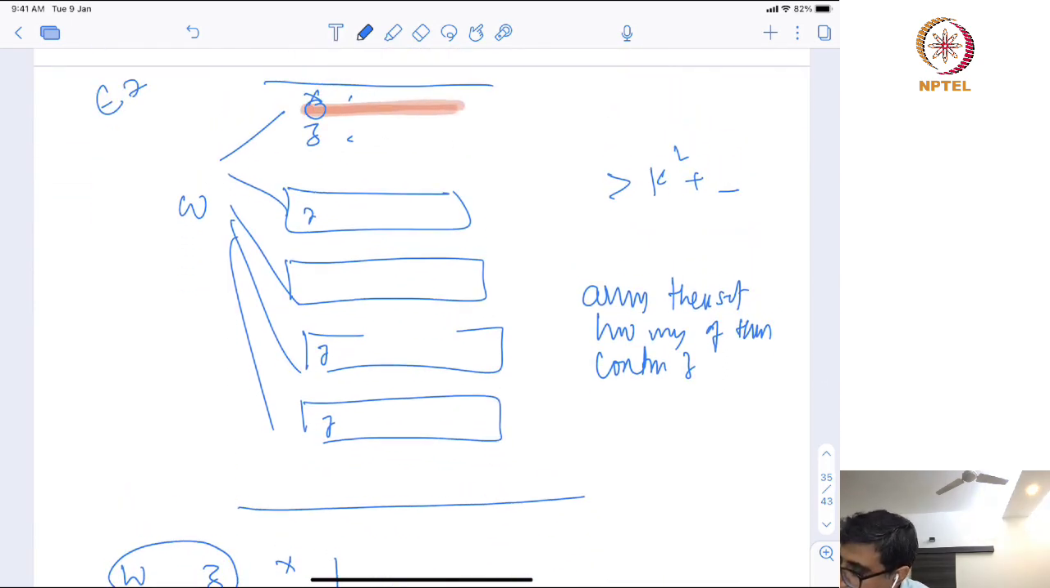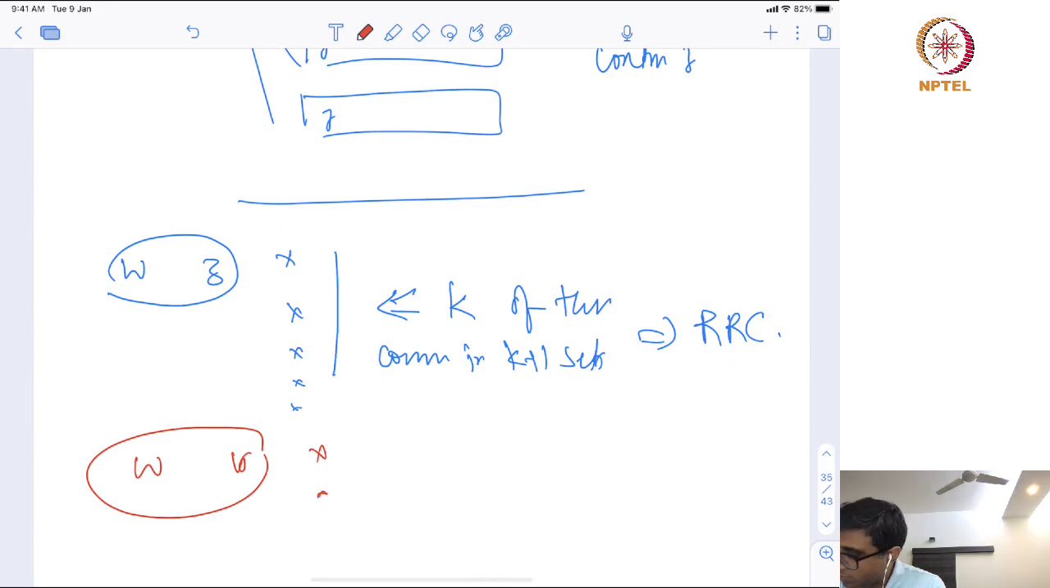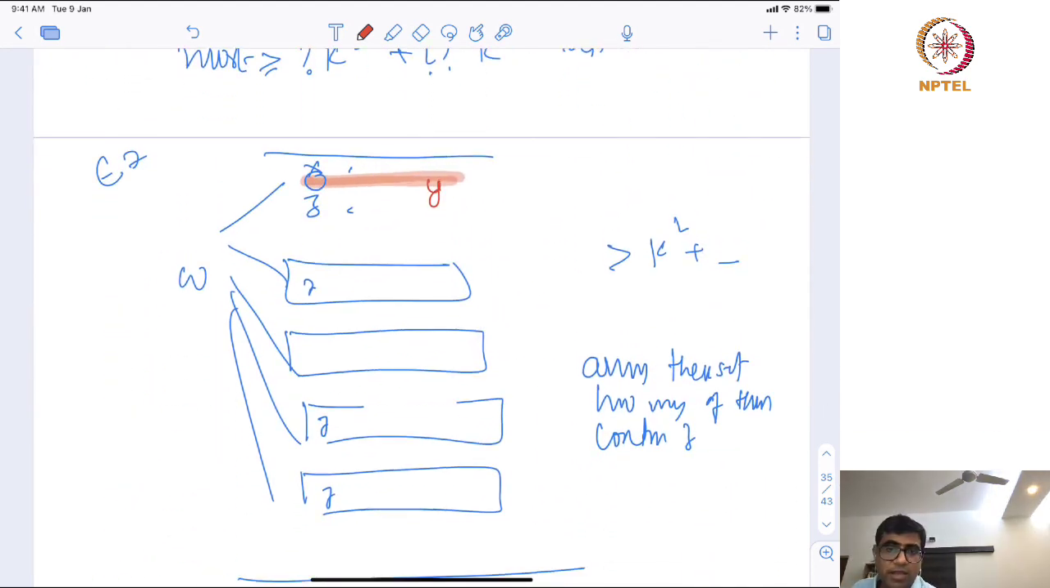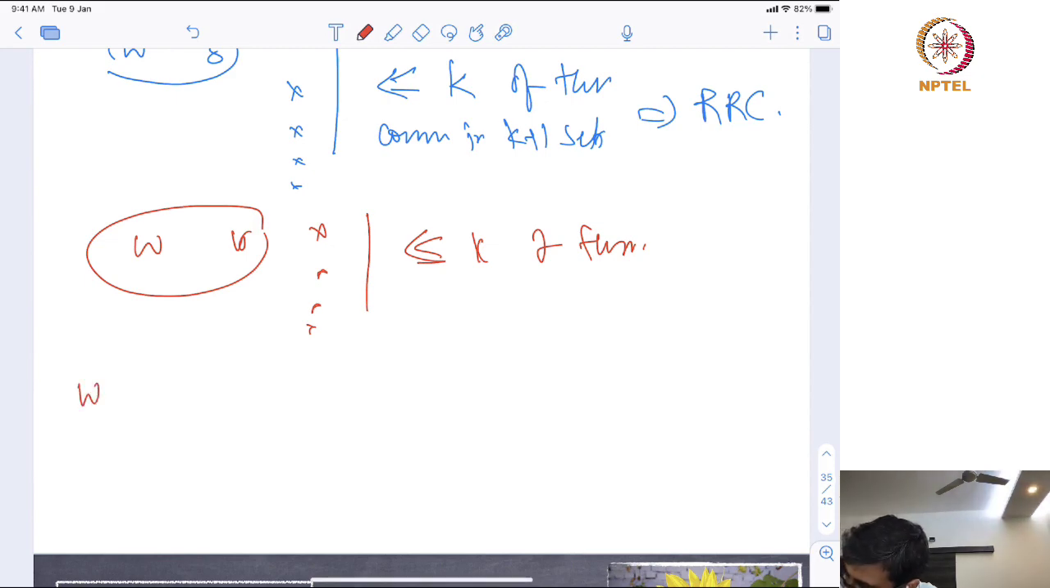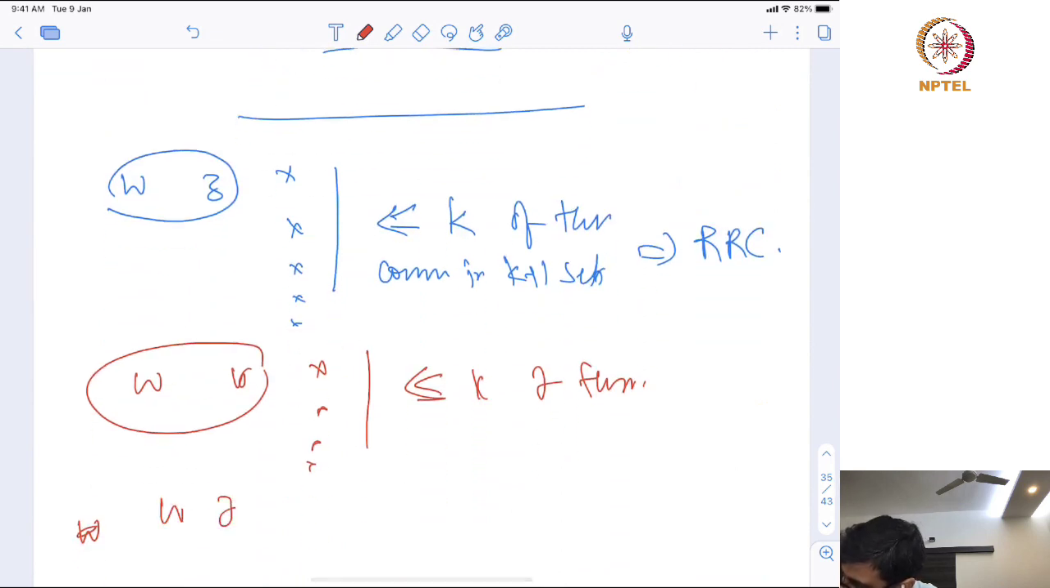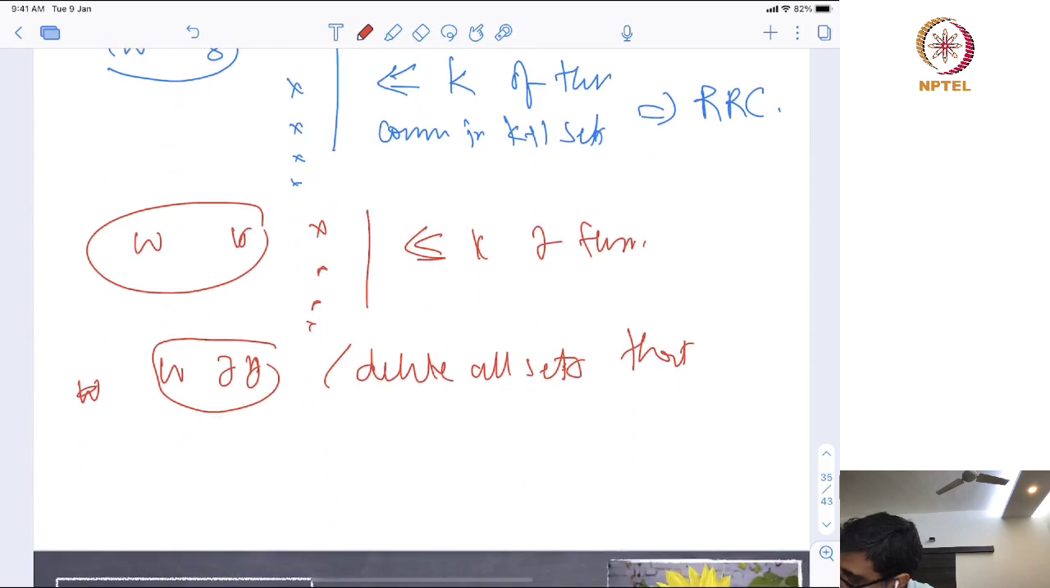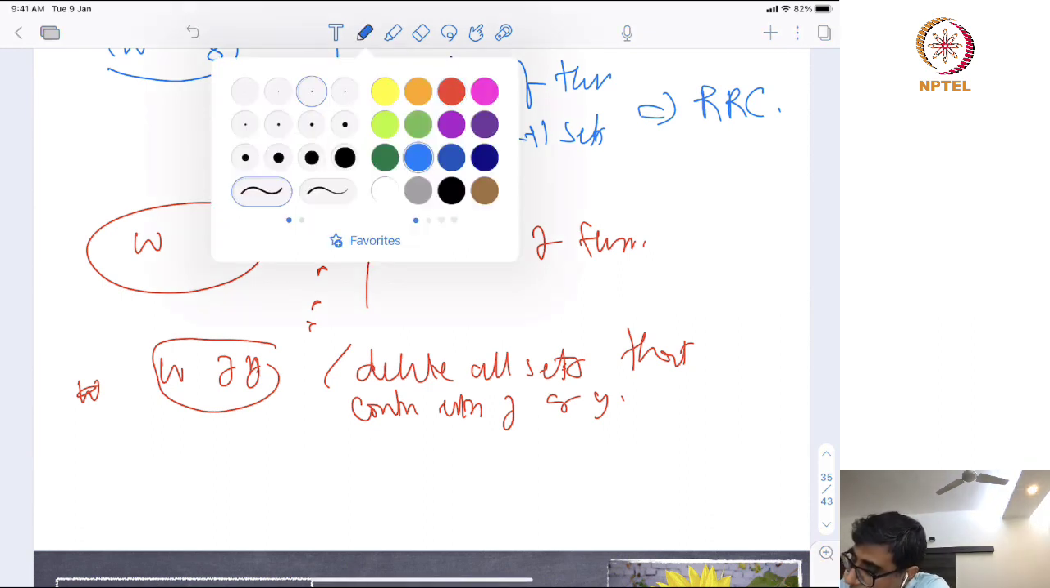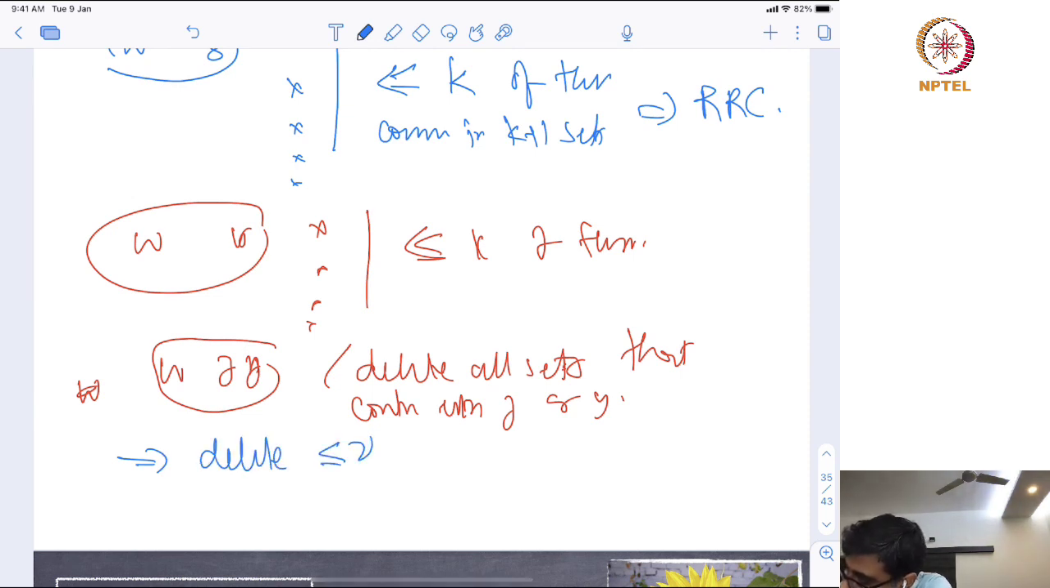Now let's ask ourselves, suppose there is another element y. How many sets contain y? In the same way we can say, look at wy and at all the sets it is contained in. It is also at most k of them. Great. So now I pick up the set w, z, y, and delete all sets that contain either z or y. How many sets will we delete? By this process, we will delete at most 2k sets.